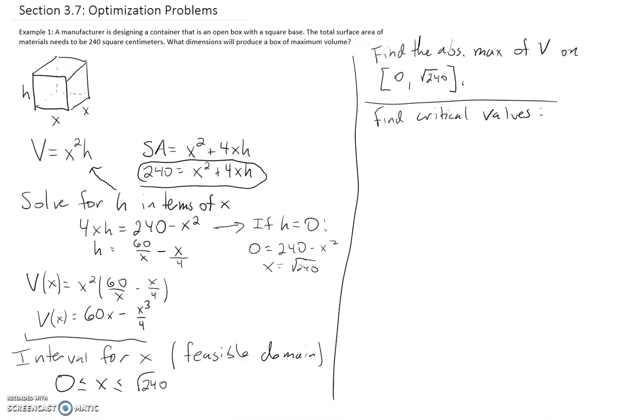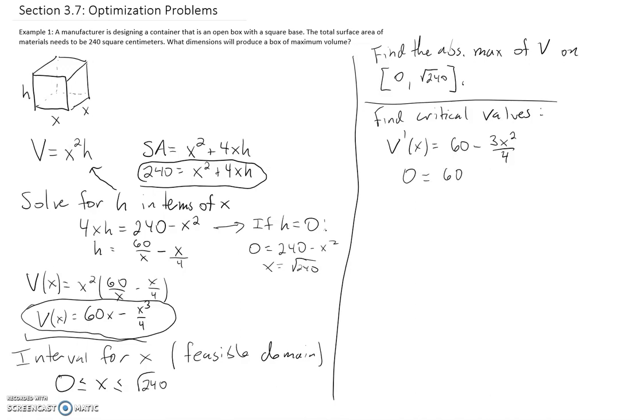What this requires us to do is calculate the derivative. So we take the derivative of v. If we look back here, our v of x we said was 60x minus x cubed over 4. So we take the derivative of 60x, we get 60. We take the derivative of negative x cubed divided by 4, and we get negative 3x squared over 4. Now, we look to see where this is undefined. Well, it is defined for all x values. So the only critical values are when we set this equal to 0.